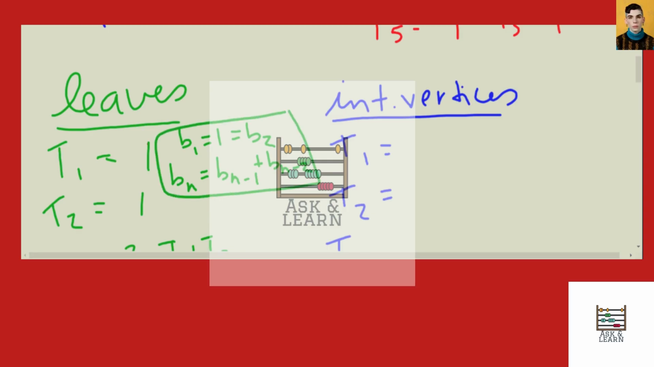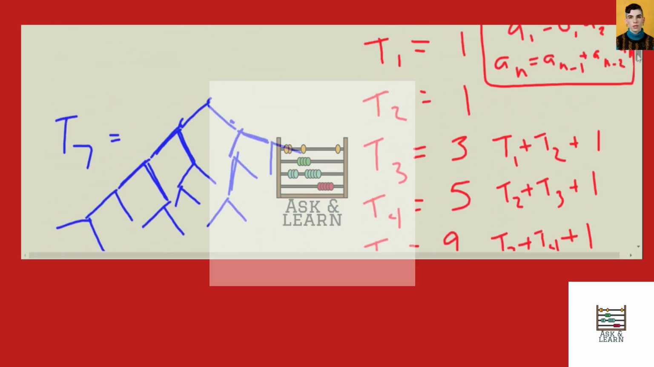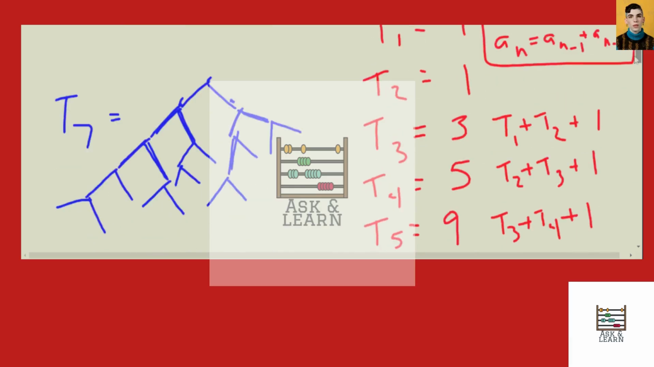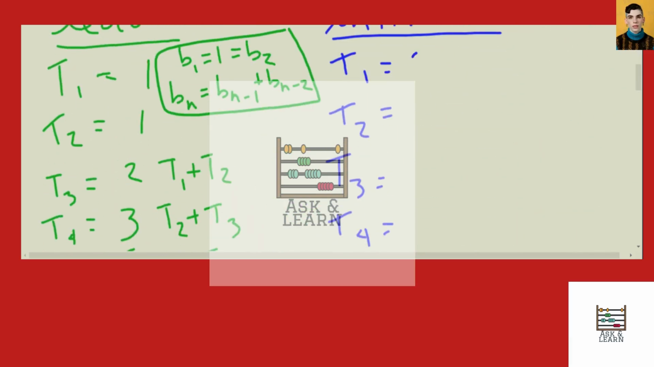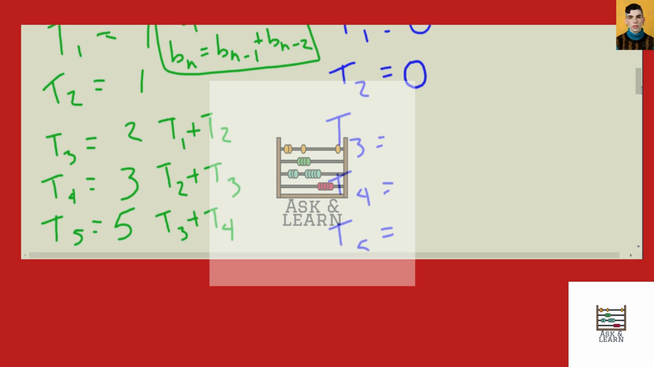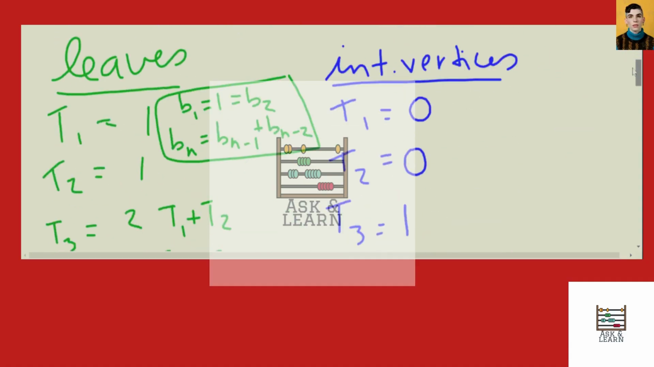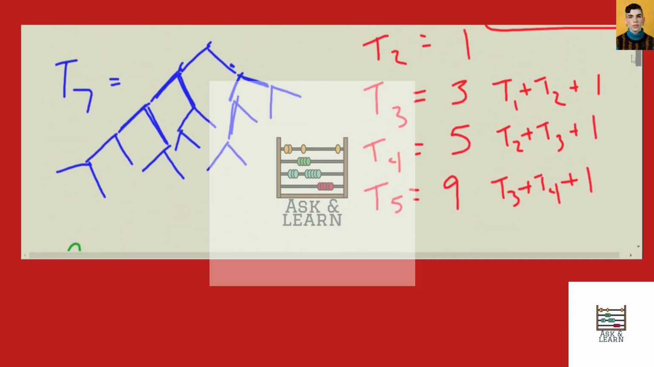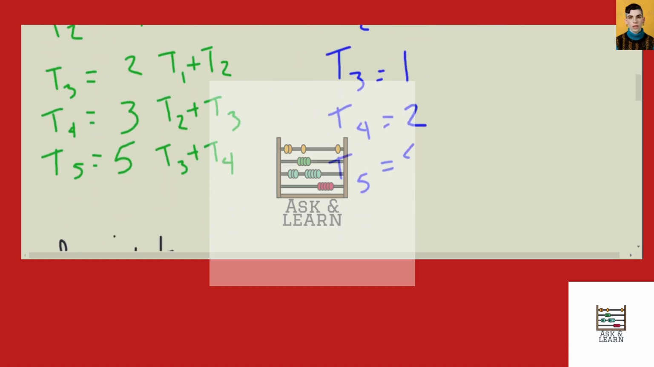Okay, so for internal vertices, I can just subtract the leaves from my total vertices. For T1, I've got 1 vertex and 1 leaf, which means internally I have 0. The same thing goes for T2. For T3, my total is 3, and I have 2 leaves, which means I have 1 internal vertex. For T4, I've got 5 total, subtract the 3 leaves, and I have 2 internal vertices. Total for T5 is 9, and I have 5 leaves, which means I have 4 internal vertices.